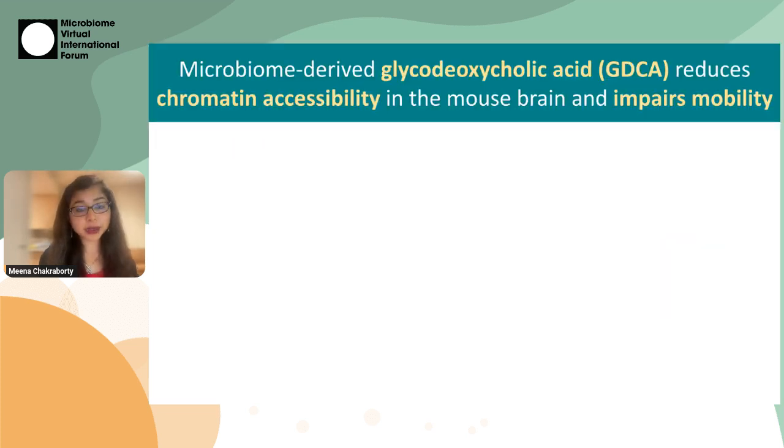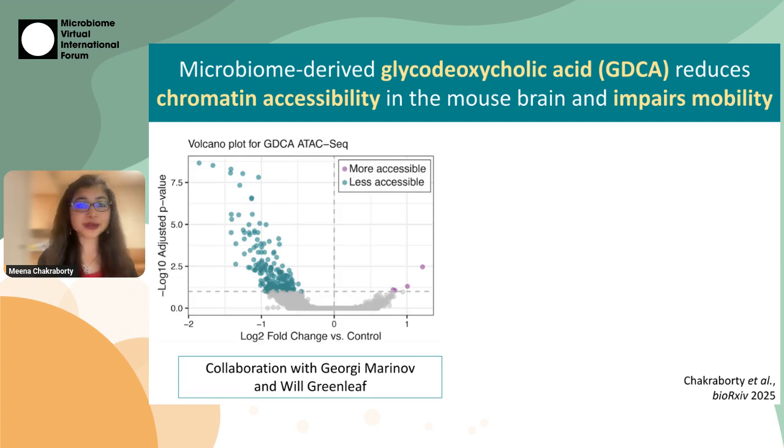Another metabolite we examined was this microbiome-derived metabolite glycodeoxycholic acid, or GDCA. Based on a series of upstream experiments that I'm not showing for the sake of time, we decided that we should do an ATAC-seq on the brains of GDCA-treated animals versus control animals.